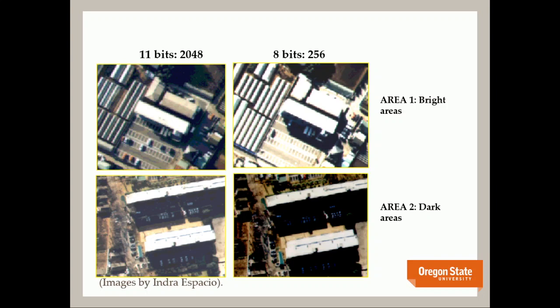In the case of bit resolution, one picture was taken over a bright area and a dark area. With 2040 and 256 levels, the image is much clearer at 2040, while if we take just this part, the standing cars or vehicles are not well presented in this right side image.